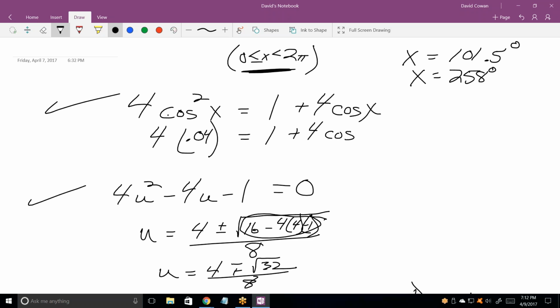Which one did we use? 258? That's not true. Oh, maybe it is true. With the rounding it is true. What's cosine of 258? Negative 0.2. So 4 times that is 0.8.